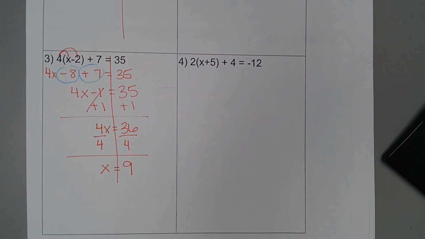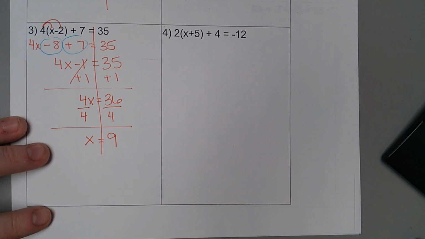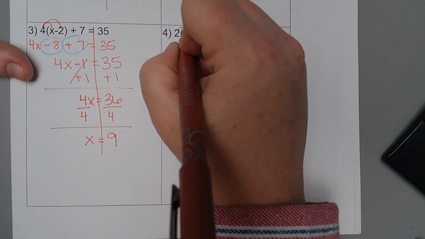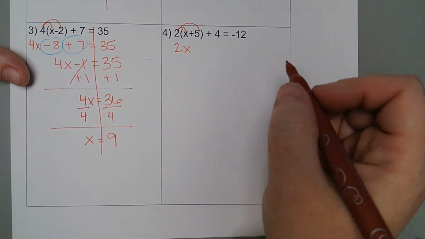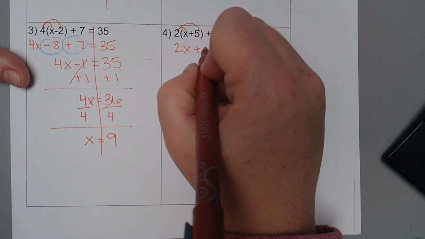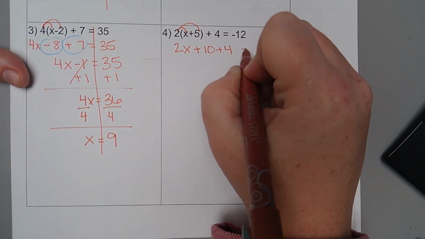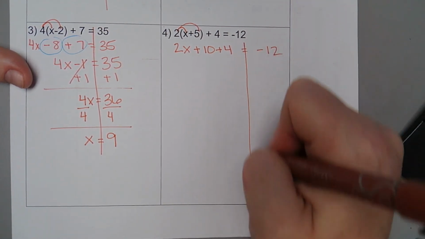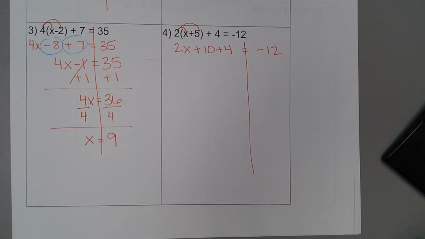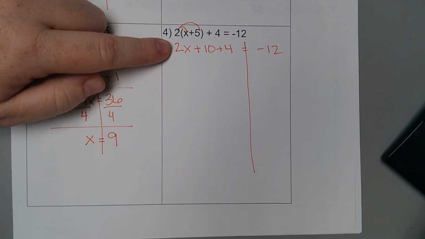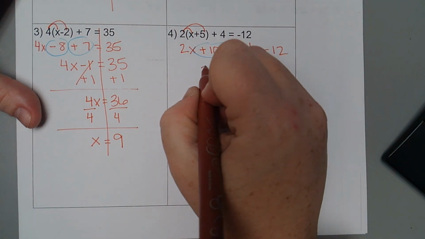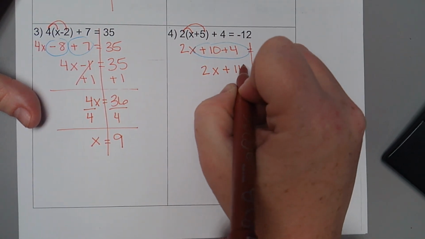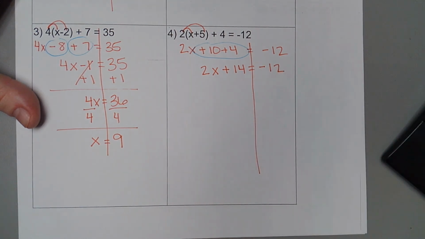Number 4. We have parentheses, so we need to multiply. So we're going to have 2 times x, which gives us 2x. And then 2 times 5, which gives us a positive 10, plus 4 equals negative 12. We have a couple terms we need to combine. I don't have any other variables, but I do have a positive 10 and a positive 4. So combining those two, I now have 2x plus 14 equals negative 12.